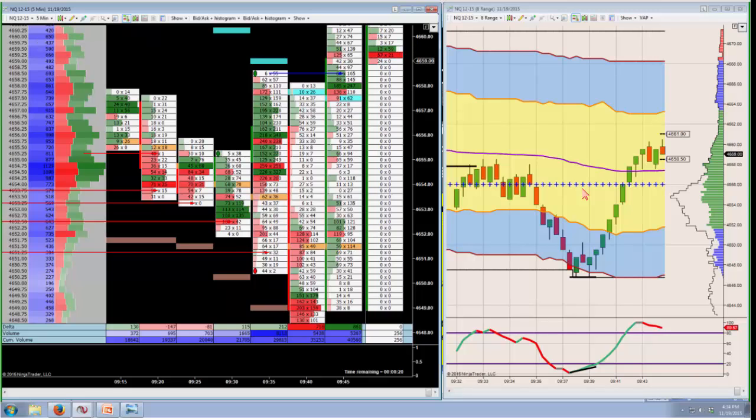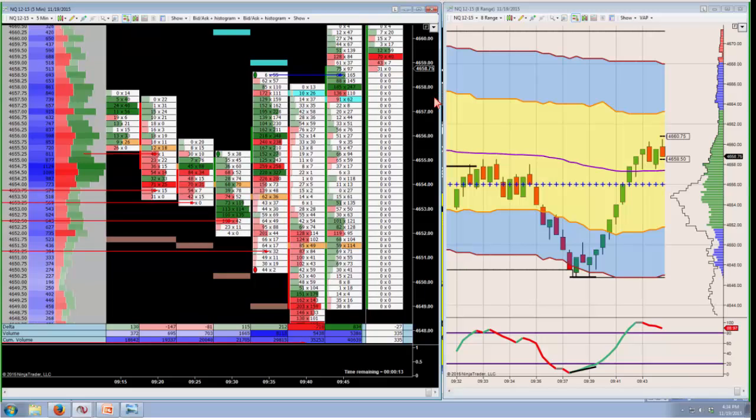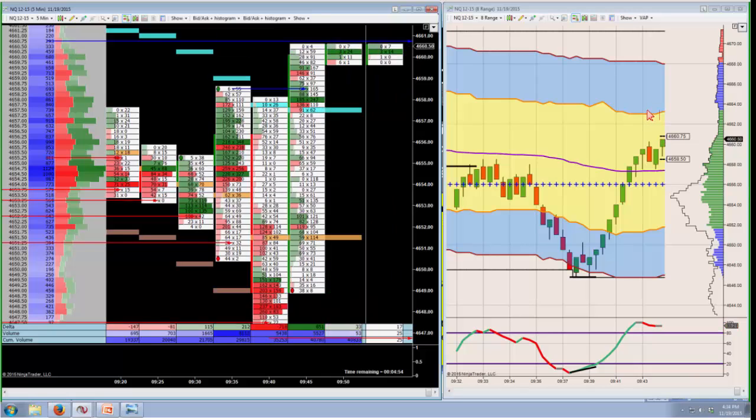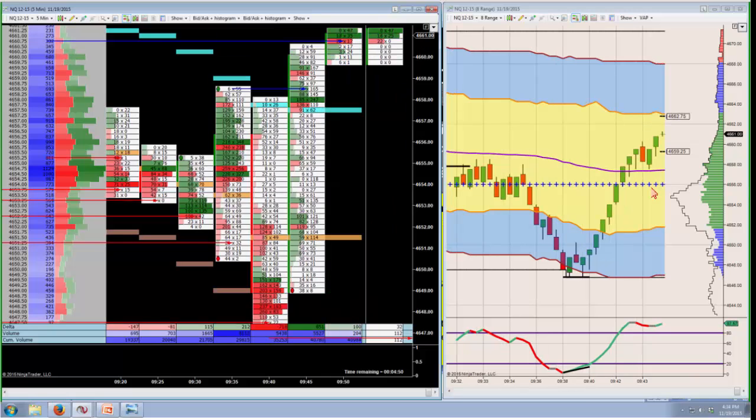So right here, I'm just kind of sitting on my hands. I don't really know what's going to happen here. Either it's going to trade back up to the high value area, or it's going to roll over. So like I said, I'm just kind of sitting here waiting for it to figure out what the heck it wants to do.